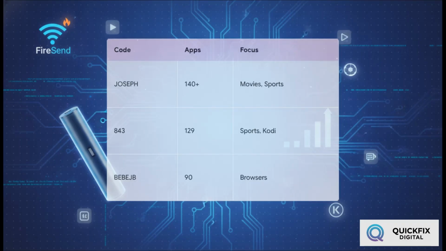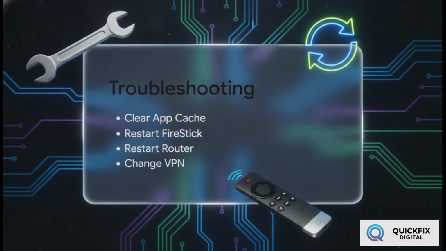Now check this out. These are the top tested FireSend codes right now for movies, sports, and more. If a code ever glitches out on you, try these quick fixes like clearing your app cache.